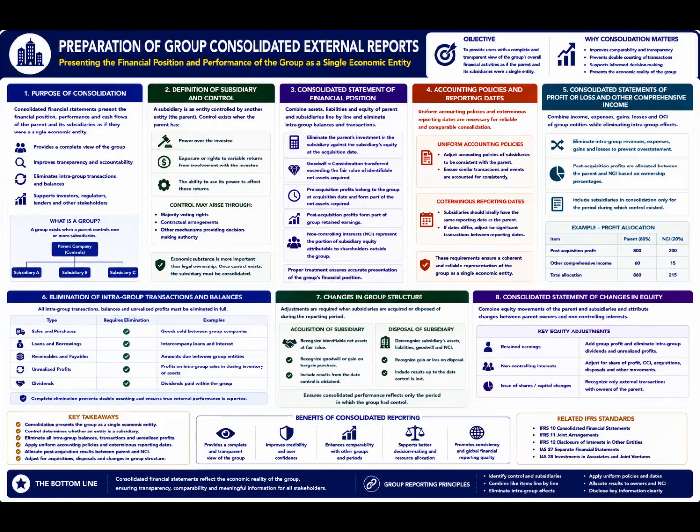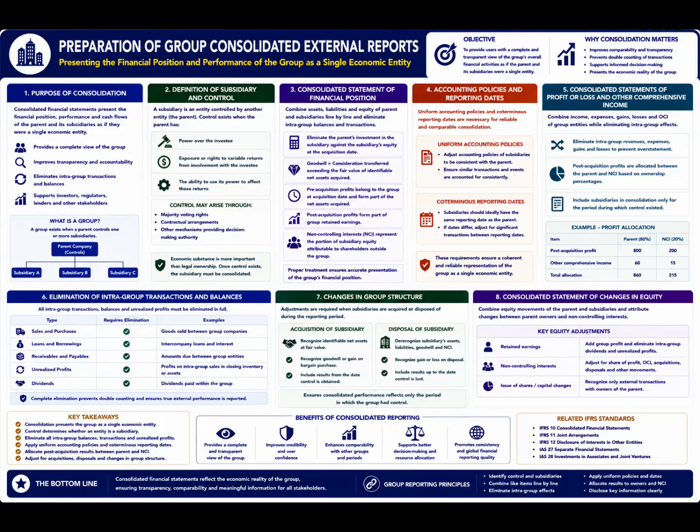Proper treatment of goodwill, pre- and post-acquisition reserves, and non-controlling interests ensures accurate representation of group financial position within consolidated statements. Uniform accounting policies and coterminous reporting dates are necessary to ensure consistency and comparability in consolidated financial statements. Subsidiaries within a group may operate in different jurisdictions or industries and may initially prepare financial statements using different accounting policies or reporting dates. IFRS accounting standards require adjustments to align accounting policies across the group so that similar transactions and events are accounted for consistently.